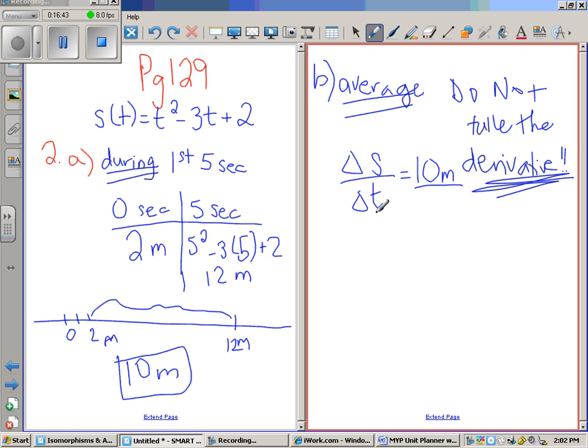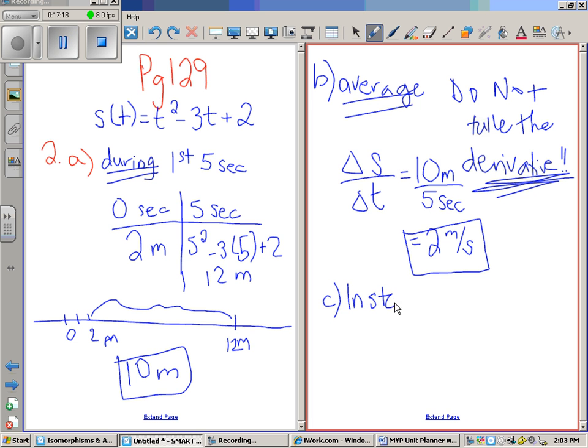All right. In the first 5 seconds, how much time has gone by? Well, 5 seconds have gone by. So our average rate of change, aka our average velocity with these values, is 2 meters per second. Please note I did not take a derivative. Okay, so that's the average, the change in position over change in time. Okay, don't forget that.